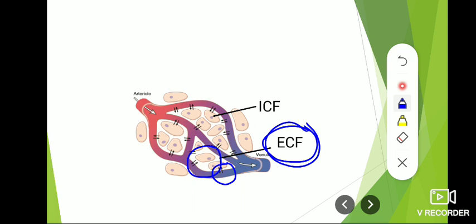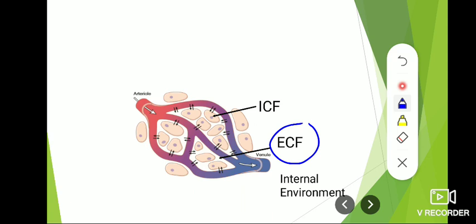And basically what we are discussing today, homeostasis, is nothing but constancy of this ECF. So this is called the internal environment, that is ECF, extracellular fluid, and especially this fluid which is surrounding between the cells is called interstitial fluid. So interstitial fluid or ECF is basically the internal environment of the body.